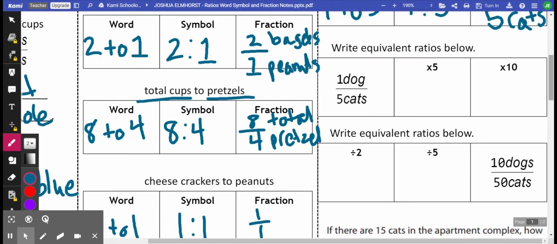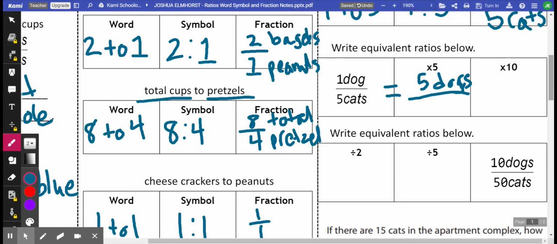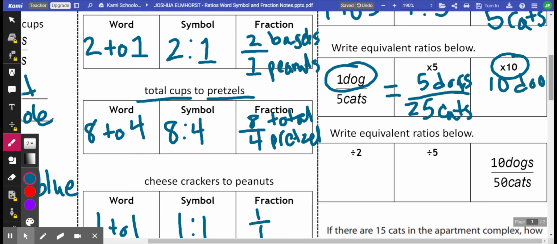So now we're going to take these given ratios and start writing equivalent ratios. So if we had 1 dog and 5 cats, well, what if we had 5 dogs? So 1 times 5 is 5. 5 times 5 is 25 cats. Well, what if we had 1 dog and then we compare that to 10 dogs? So we use the same factor. 1 times 10 is 10. 5 times 10 is 50 cats.